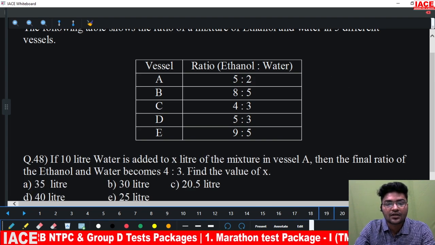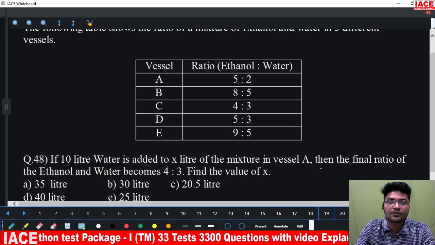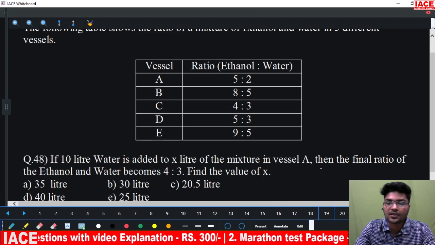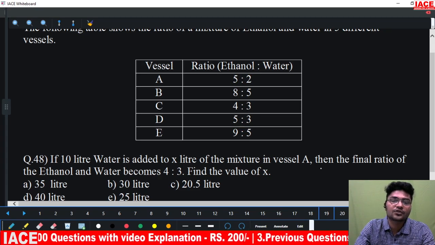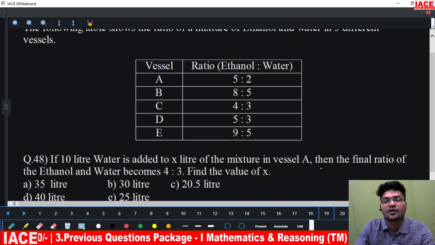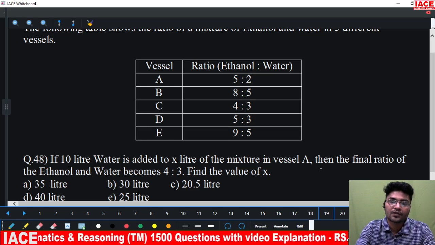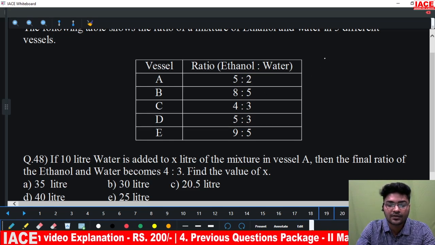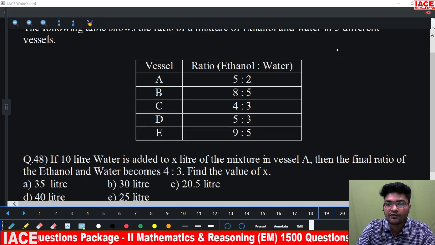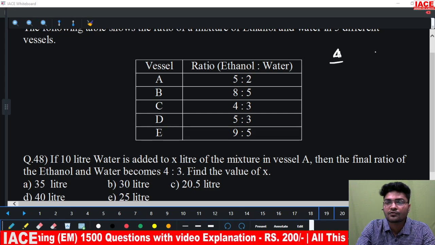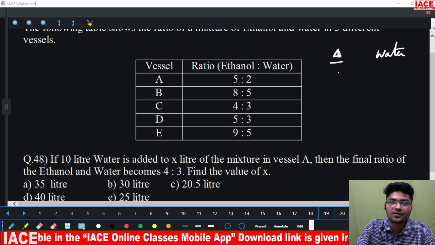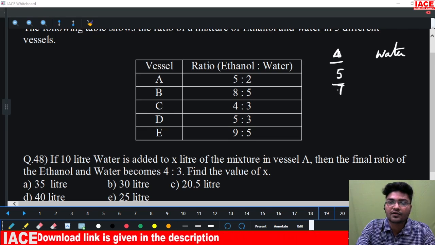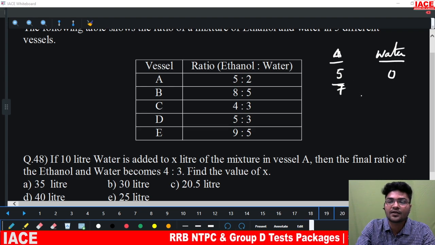If 10 liters water is added to X liters of the mixture in vessel A, then the final ratio of ethanol and water becomes 4 is to 3. So for A, again we'll apply mixtures and alligations. First we have A. To this, what is mixed? Water is mixed. So in A, how much ethanol is there? 5 by 7. In water, how much ethanol will be there? 0. Once you mix them, finally it is how much?